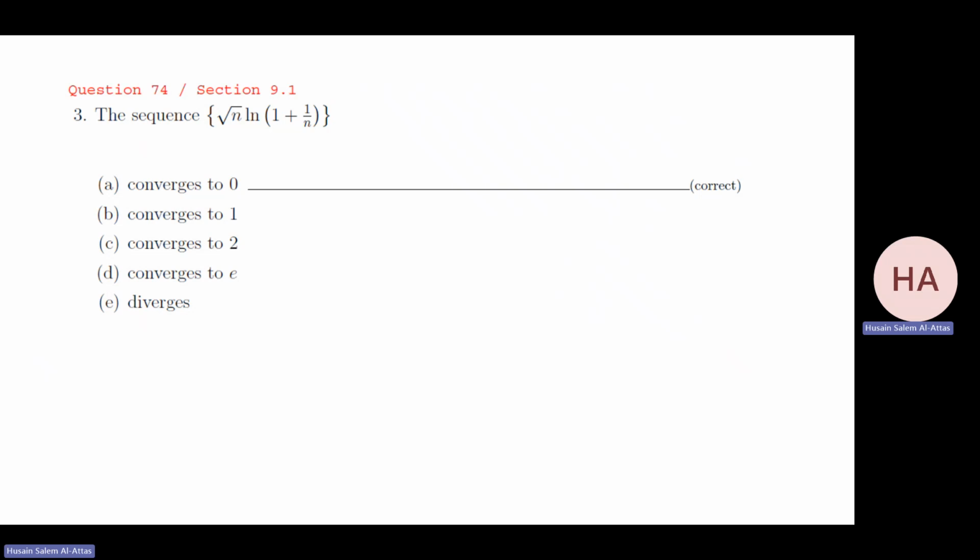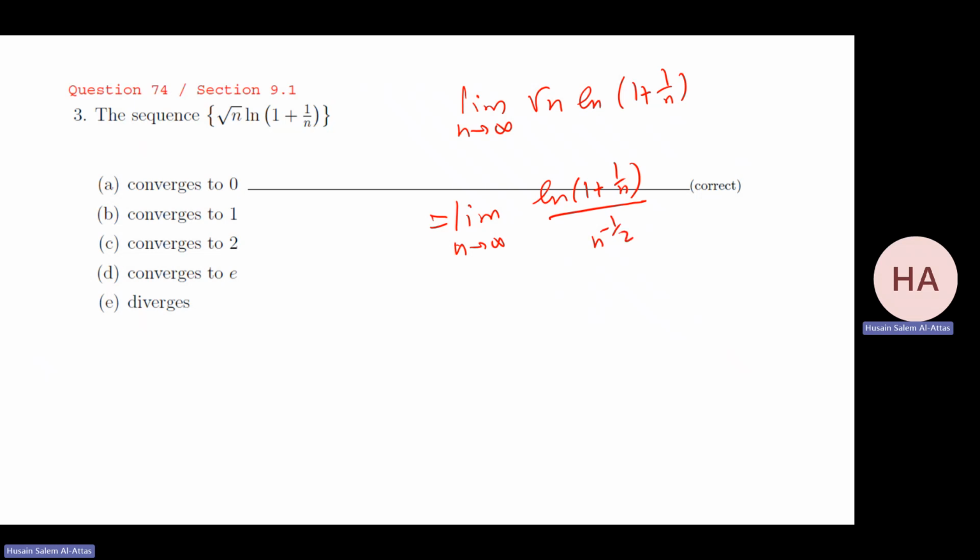Square root n times ln. So I need to find the limit as n goes to infinity of this expression, the nth term. How to do that? You have infinity times ln 1, which is 0. So infinity times 0. I need to deal with this. So I make it ln of 1 plus 1 over n, over n to the power minus half. Now it's 0 over 0. Do L'Hopital's rule. I have 1 over 1 plus 1 over n times minus 1 over n squared, over minus half n to the power minus 3 over 2.